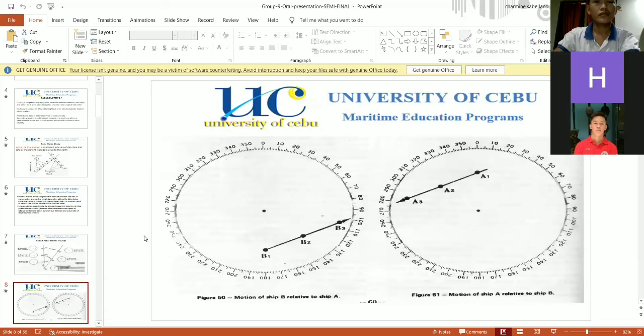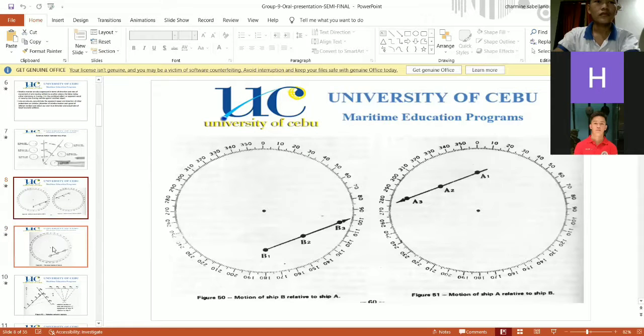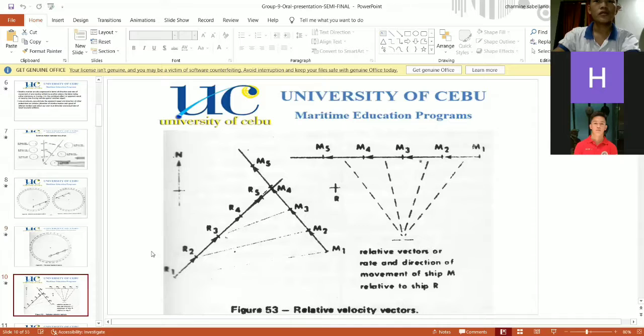Next, the motion of ship B relative to ship A and the motion of ship A relative to ship B. As you can see here, B1 and A1 are relative to each other, also diagonally. This is the actual heading of ship B, with a course between 95 true. So one is relative vectors, or the rate and direction of movement of ship M relative to ship R.